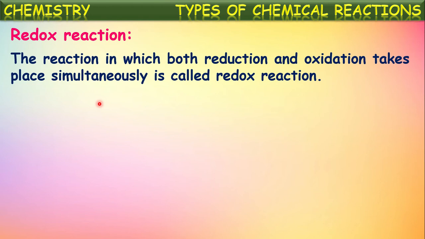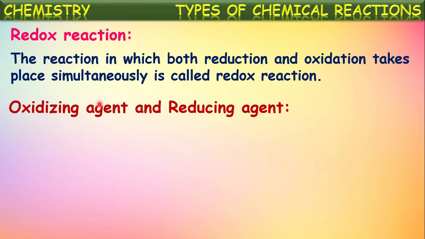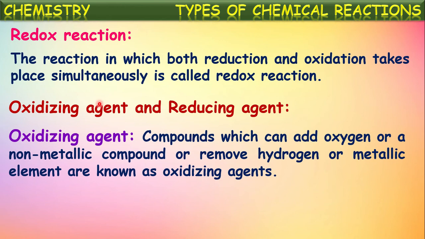Now let us see two more different terms from this. One is oxidizing agent and the other is reducing agent. Oxidizing agent means compounds which can add oxygen or which can remove hydrogen from a chemical substance are known as oxidizing agents. To say it definitionally, compounds which can add oxygen or non-metallic element, or which can remove hydrogen or metallic elements from a substance, are called oxidizing agents.